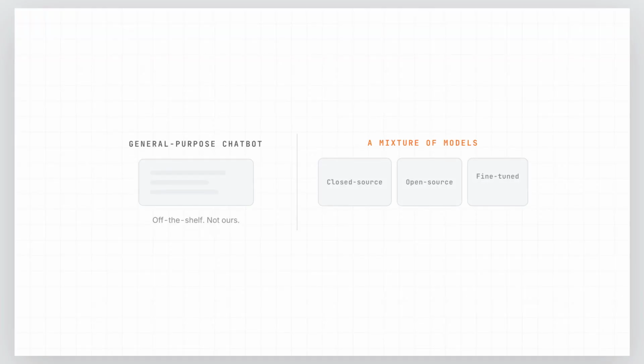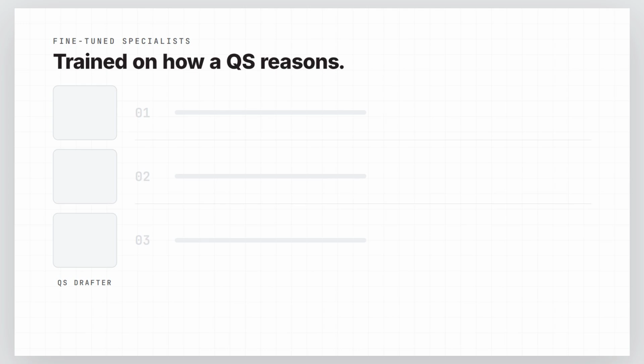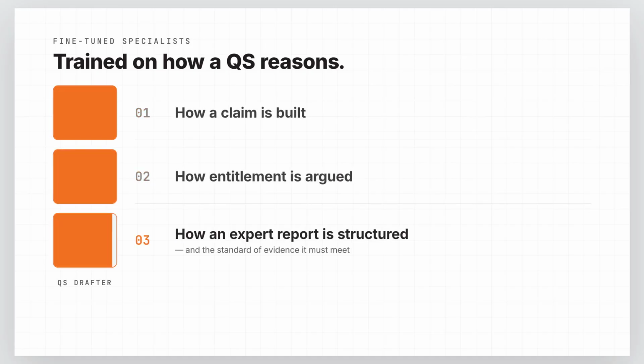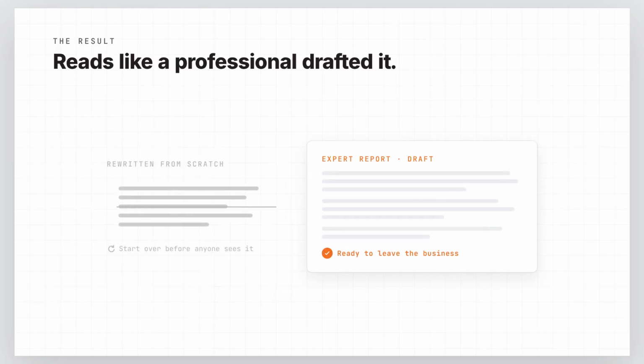The other half of this is the models themselves. We aren't simply putting our data through a general purpose chatbot and hoping for the best. Instead, we use a mixture of models, some closed source, some open source, including models we've fine tuned to perform specific tasks, like a QS drafter, one that's been trained on how a QS actually reasons, how a claim is built, how entitlement is argued, how an expert report is structured, and the standard of evidence it has to meet. The result is that what comes out reads like something a professional would have drafted, rather than something that needs rewriting from scratch before anyone outside the business could see it.